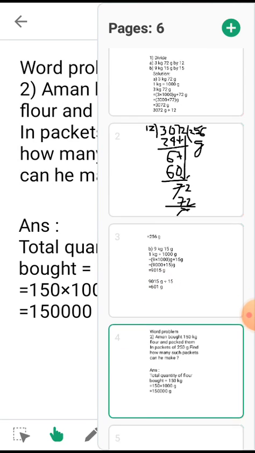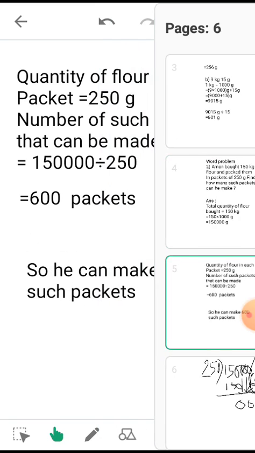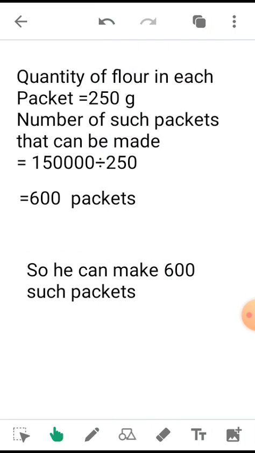Now regarding the division part, first of all you write down quantity of flour in each packet. It is 250 gram. To find number of such packets that can be made, we have to divide the quantity 150 kg converted to gram, that is 150,000 divided by 250. He will get 600 packets. So he can make 600 packets of flour.